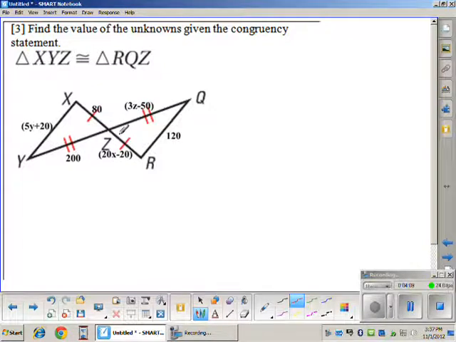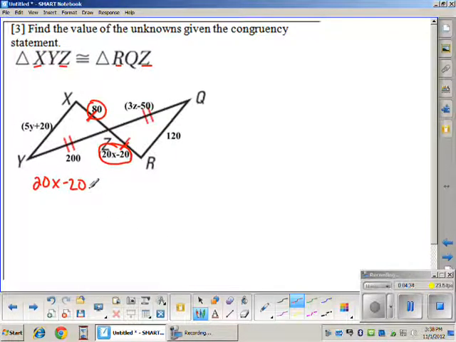We know that because we have these tick marks, and we can certainly back that up by looking at our congruency statement. We have XZ, and ZR, excuse me, matching the other triangle. So that seems to be corresponding congruent. So definitely these are going to be equal. That gives us an immediate equation to solve: 20x minus 20. I'm not going to solve it yet.